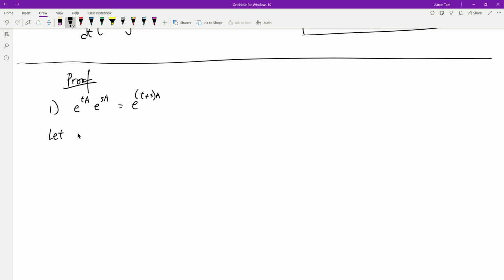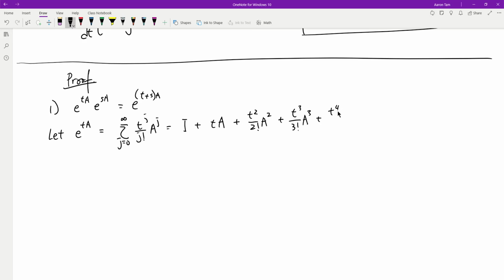So I'm going to go ahead and define this. I'm going to let e to the tA equal the summation j from 0 to infinity of t to the j over j factorial times A to the j. So basically that means I plus t times matrix A plus t squared over 2 factorial matrix A squared plus t to the third over 3 factorial A to the third plus t to the fourth over 4 factorial A to the fourth plus dot dot dot. I do want to write out the first 4 terms because of what I probably want to do next.